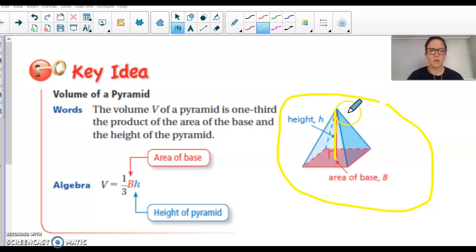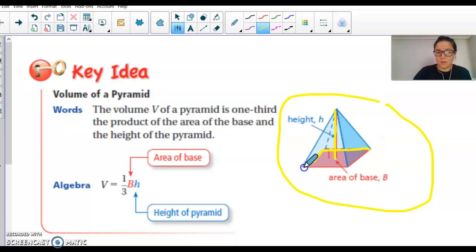Alright, so today we're going to talk about the volume of a pyramid. So, we have a picture of a pyramid, and you have to know that the volume is the space inside a pyramid. So, the height is from the base to the top of your pyramid, and then your base is going to be a variety of shapes today.